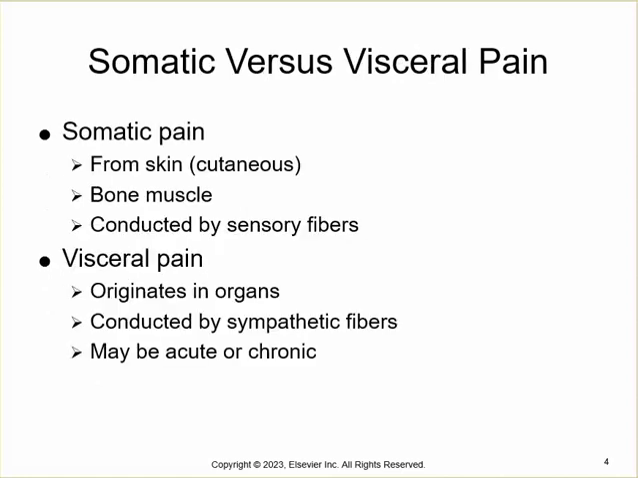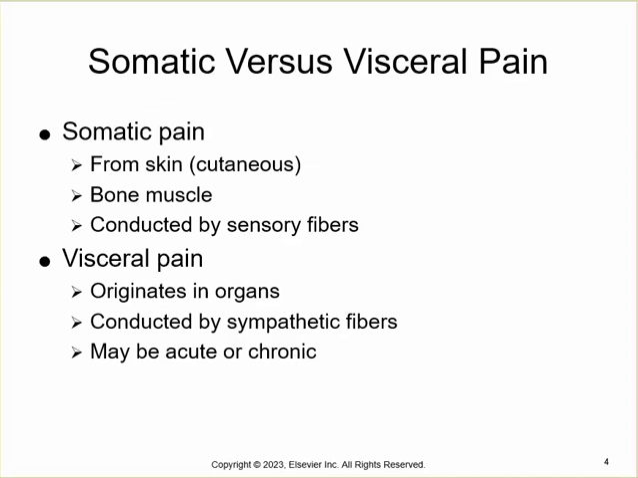We divide pain into somatic pain and visceral pain. Somatic pain is from skin and bone and muscle. There are sensory fibers that go from pain receptors in the muscle, in the bones, in the skin, and go to the central nervous system by these sensory fibers that are dedicated to this. Because, quite frankly, these are the things that you need to avoid.